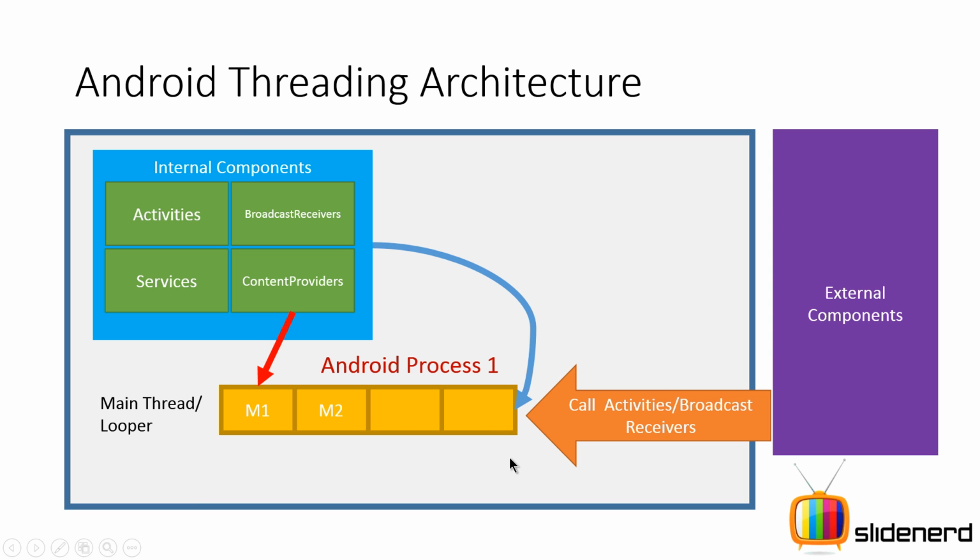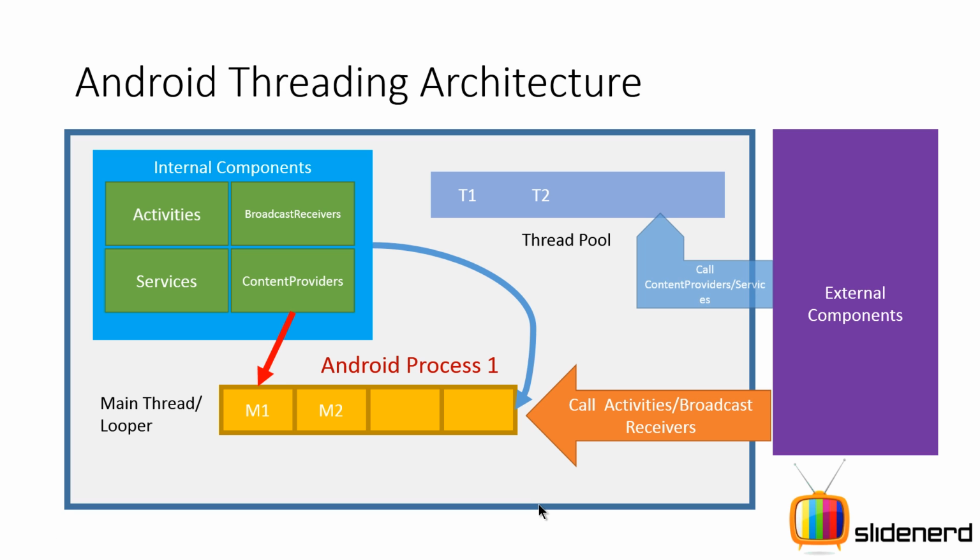Now, when you talk about external components, for example, say someone from outside your app is calling activities and broadcast receivers, they are called on the main thread. However, services and content providers are run on a separate thread. Now, when you say separate thread, there are several questions. Should I create a new thread for every service being requested by the external component? No. What your process does is it maintains a thread pool.